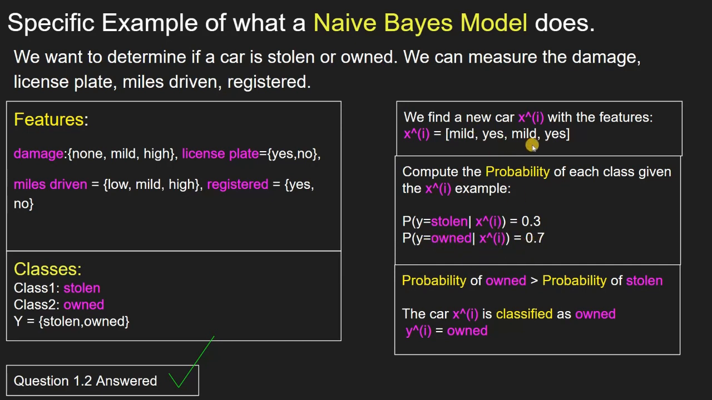And we find that the probability of the car being owned is greater than the probability of the car being stolen. So the car X of I, this set of features, is classified as owned. So our naive Bayes model will classify the new example X of I as owned. So Y of I will equal owned. And this should answer question 1.2, a specific example of what a naive Bayes model does.